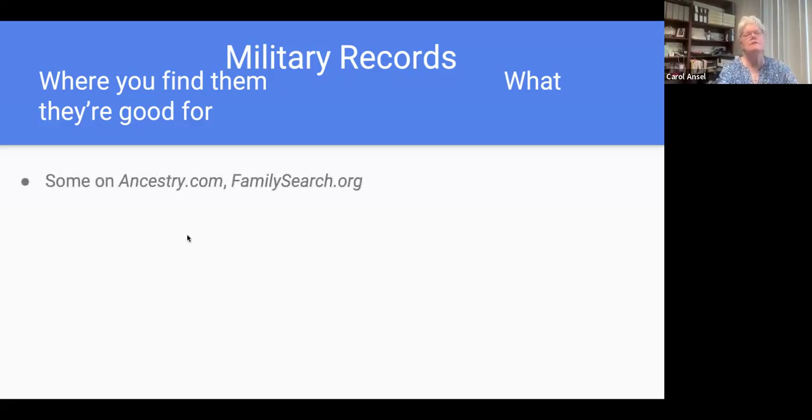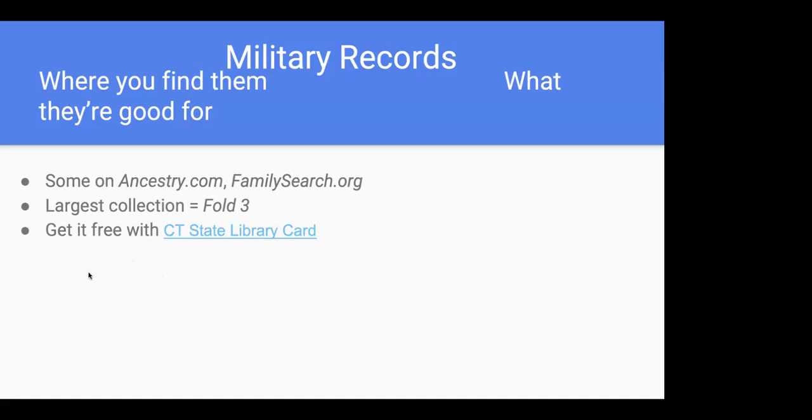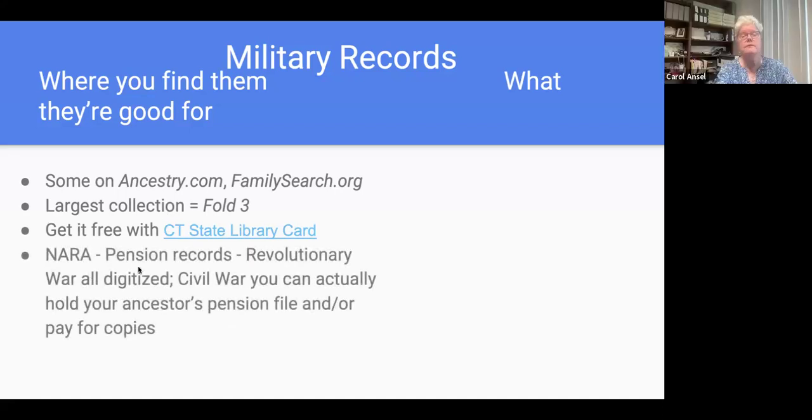So, military records. There's some on Ancestry and some on FamilySearch and some in MyHeritage, but the biggest collection is in Fold3. And most of those originated at the National Archives. And again, if you live in Connecticut, you can get access to it for free with a state library card. Now at the National Archives, they have the pension records. The Revolutionary War has been all digitized.